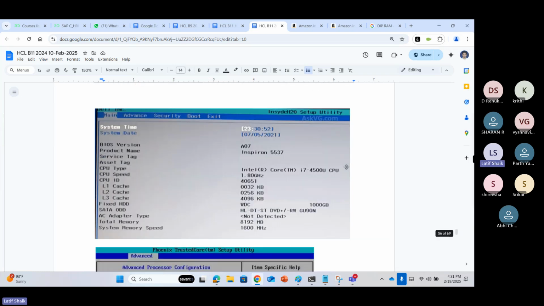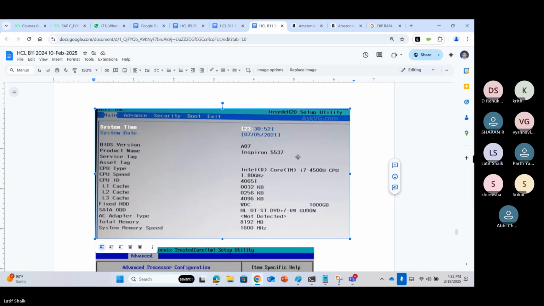Okay. So this is one screen of a BIOS setting. It may be different from one system to another system, depending upon the system manufacturer, BIOS manufacturer kind of thing. This is the first screen, showing date and time. If you want, you can change the date and time. Also, you can verify the devices. What processor it is: i7 4th generation. And you can also see your cache memory, 4 MB cache memory, 1000 GB hard disk.